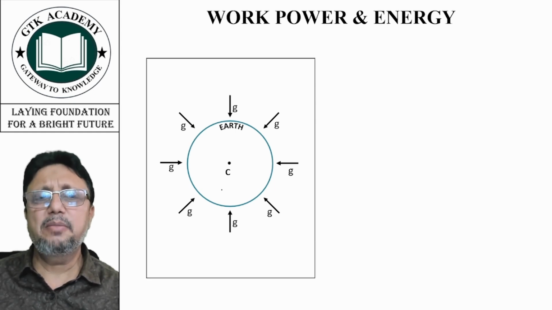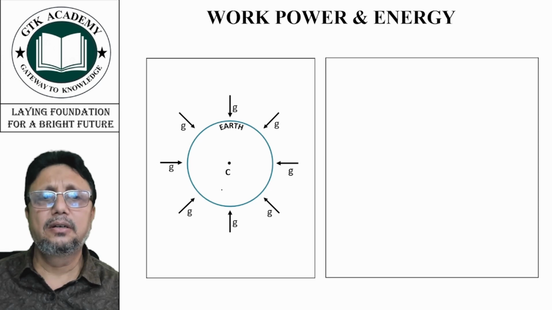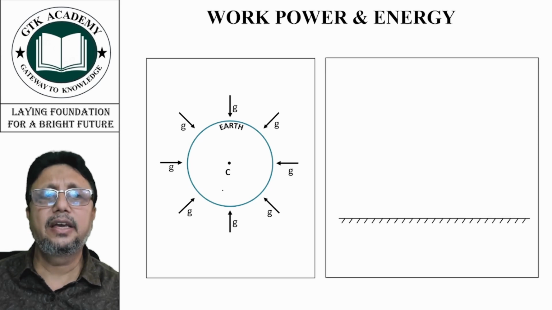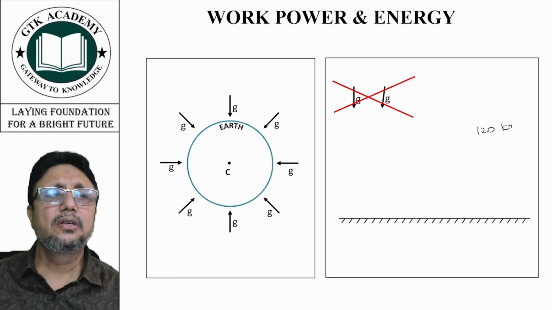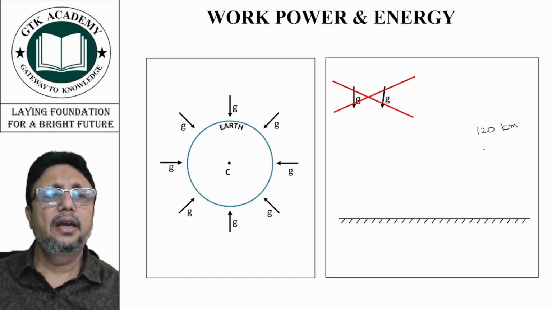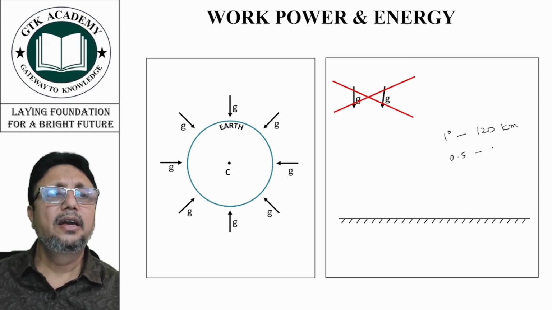So some people at times get confused that if on the ground they are taking g like this, then after some distance, say a few meters, probably they may take it like this. No, this is not correct, because a 1 degree change happens in nearly 120 kilometers. That means a 0.5 degree change in nearly 60 kilometers.